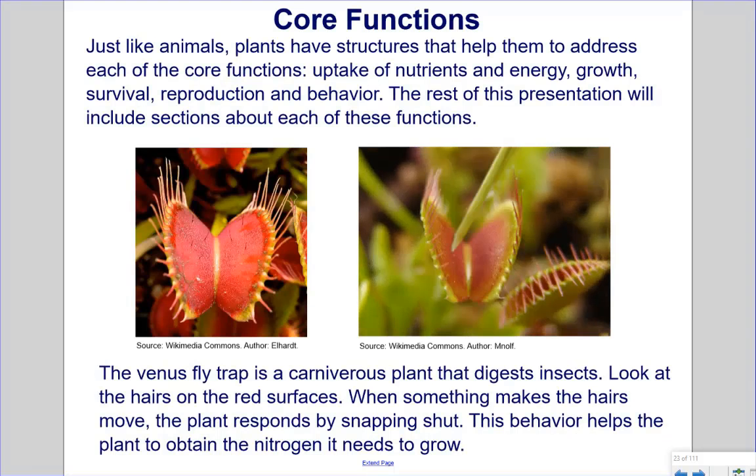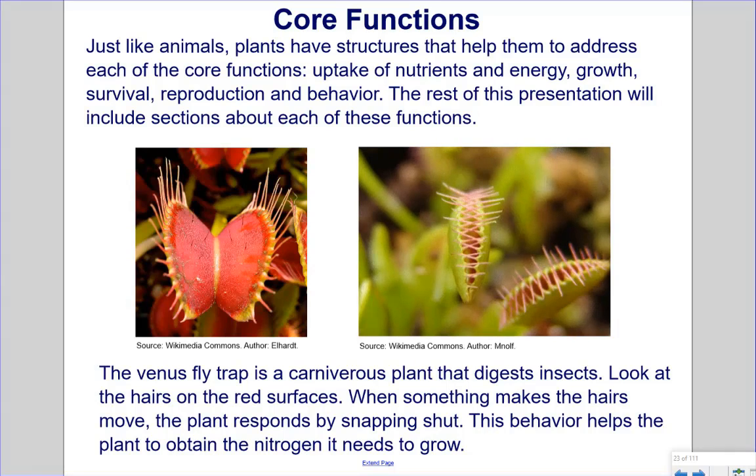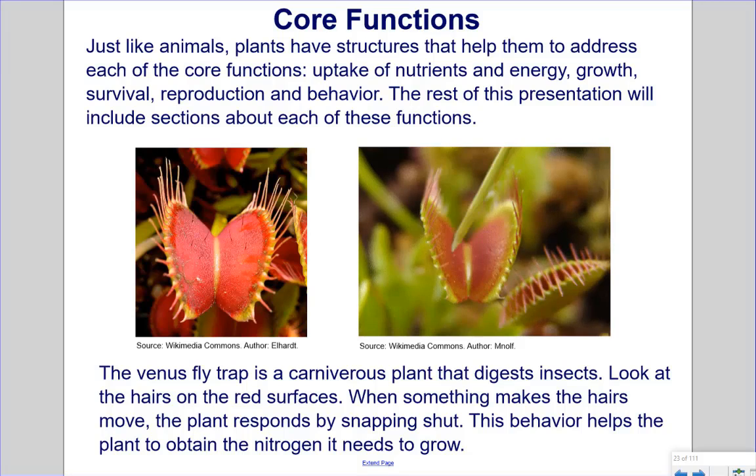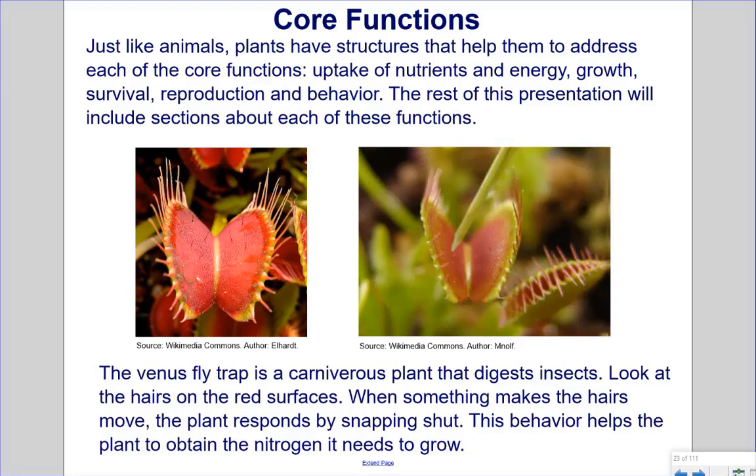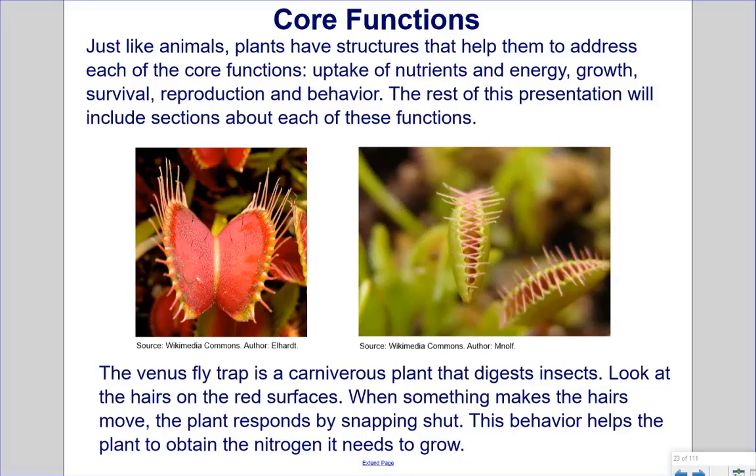Core functions. Just like animals, plants have structures that help them to address each of the core functions: uptake of nutrients and energy, growth, survival, reproduction, and behavior. The rest of this presentation will include sections about each of these functions.